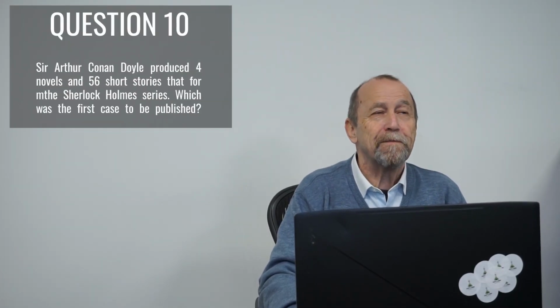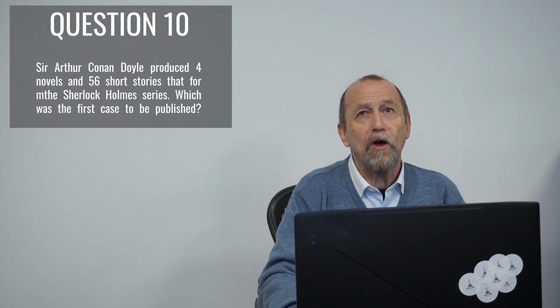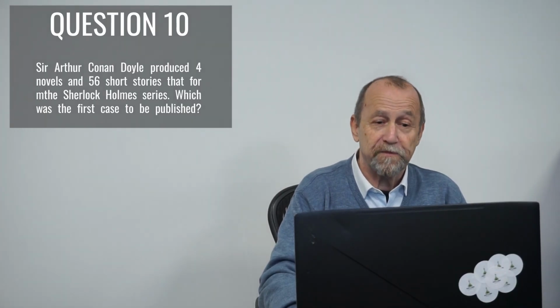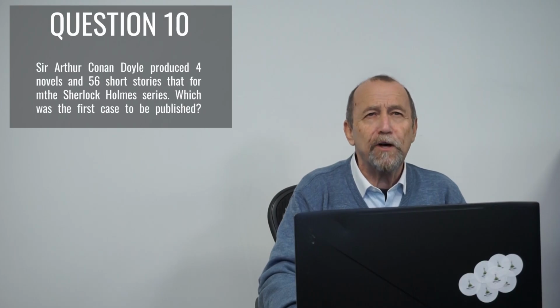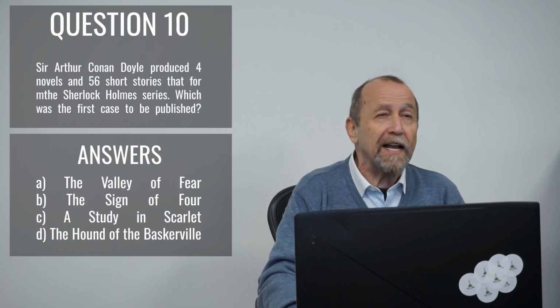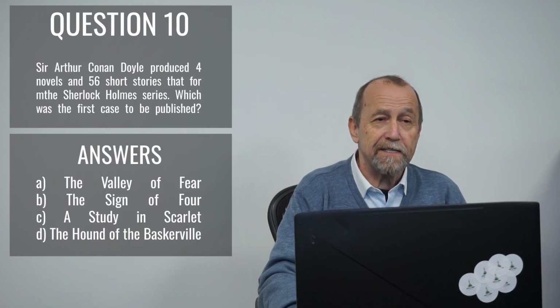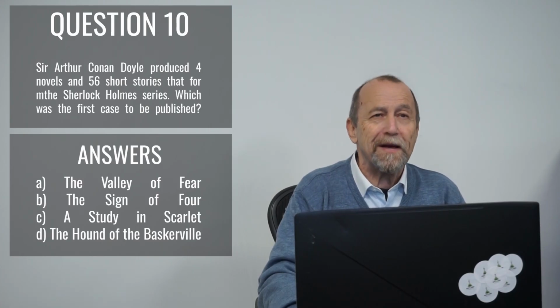Question 10. Sir Arthur Conan Doyle produced 4 novels and 56 short stories that form the Sherlock Holmes series. Which was the first case to be published? Was it The Valley of Fear, The Sign of Four, A Study in Scarlet, or The Hound of the Baskervilles?